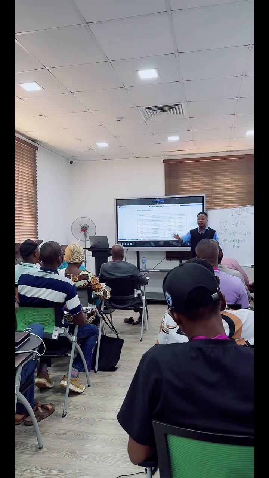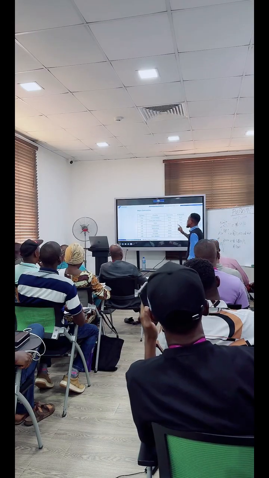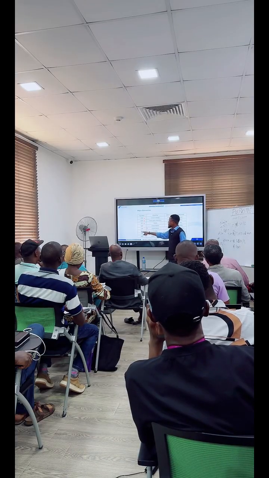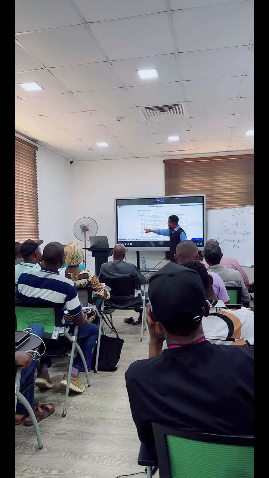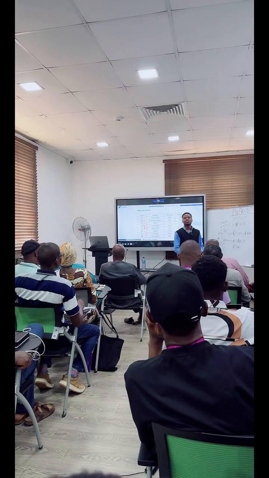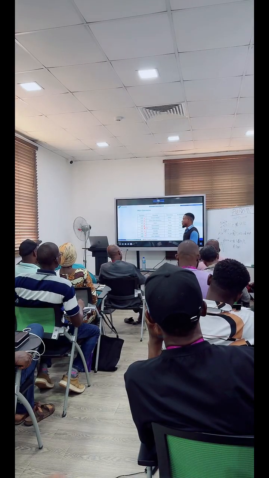How many major currencies, please? 8 major. Can we list them together? Number 1, we have what? Number 2, number 3, number 4, number 5, CHF, number 6, number 7, number 8. These are the 8 major currencies we have.